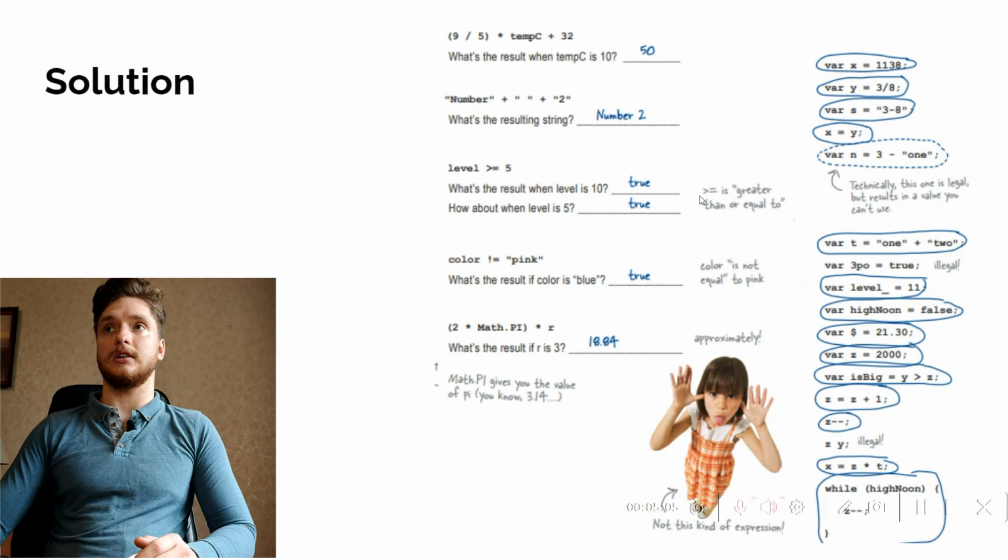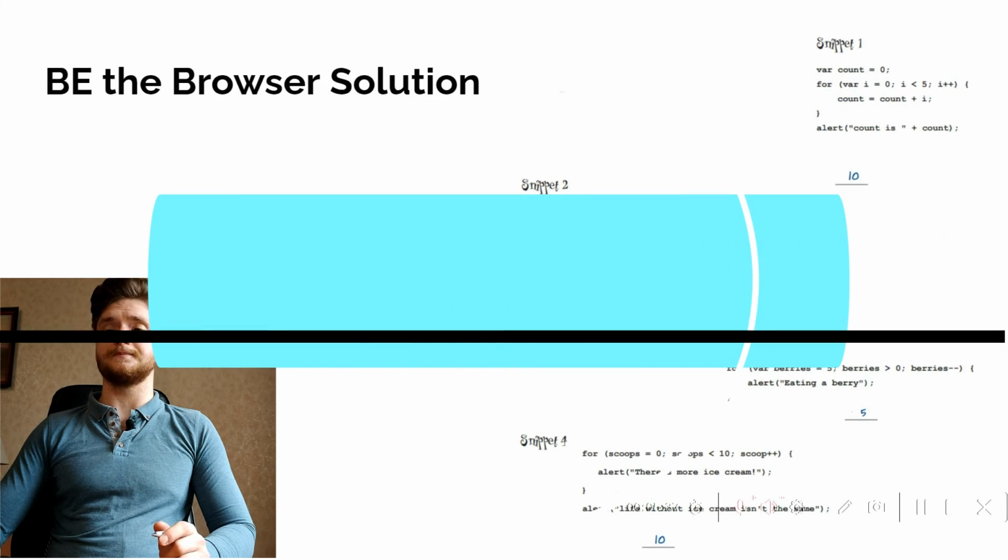Okay, more and is equal is greater than or equal to. Code color is not equal to pink, approximately. Math.PI gives you a value of pi, you know, 3.14. Now this kind of expression, technically this one is legal, but the result results in a value you can't use. Illegal and illegal.